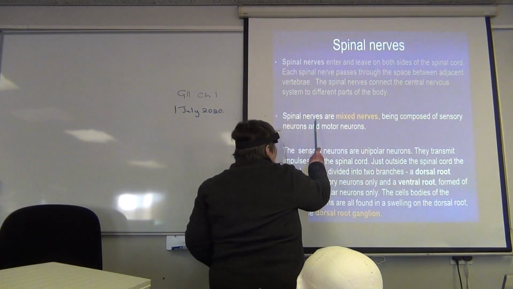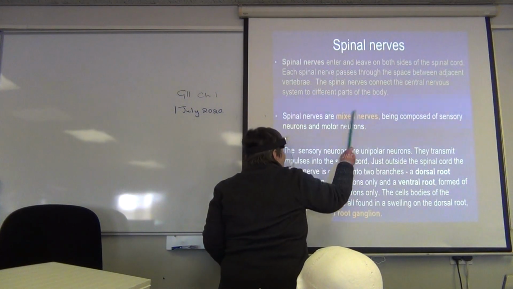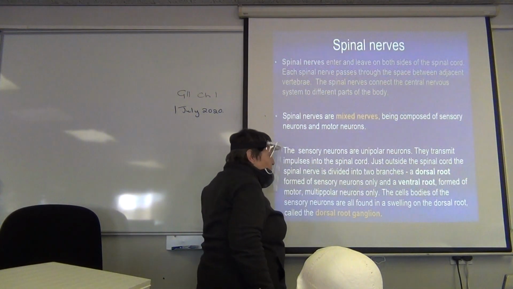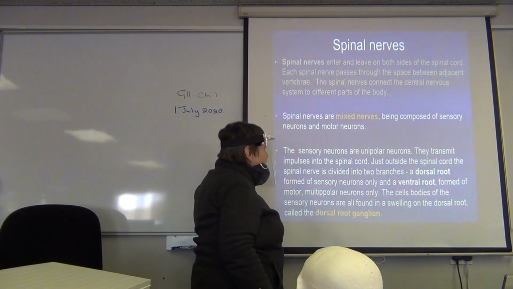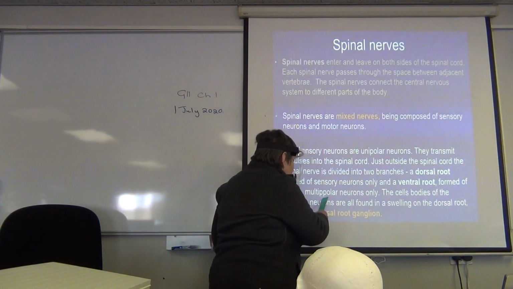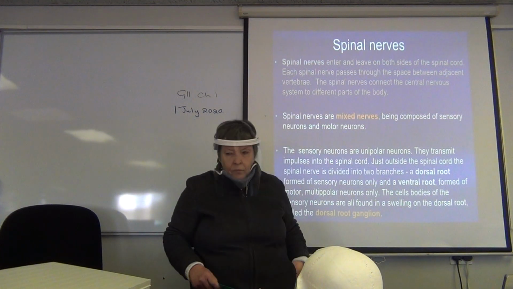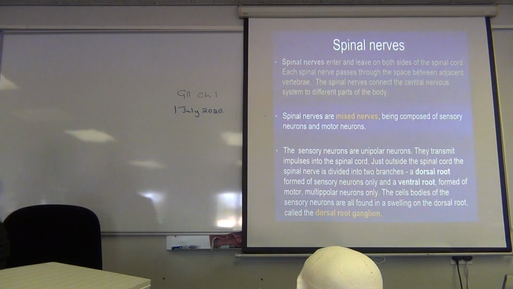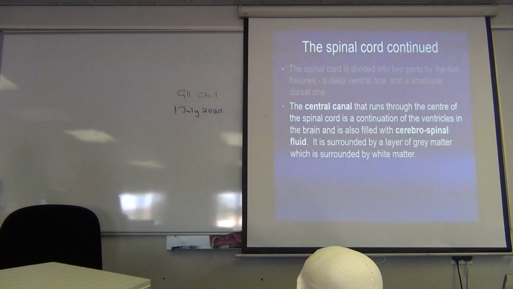So spinal nerves are mixed nerves because they're really, really big nerves, and they're made of sensory neurons and motor neurons. And remember that sensory neurons are always unipolar, and motor neurons are always multipolar. Oh, that's a spelling error. Sorry, take out the P there. Okay. So I just need to go back to this drawing.